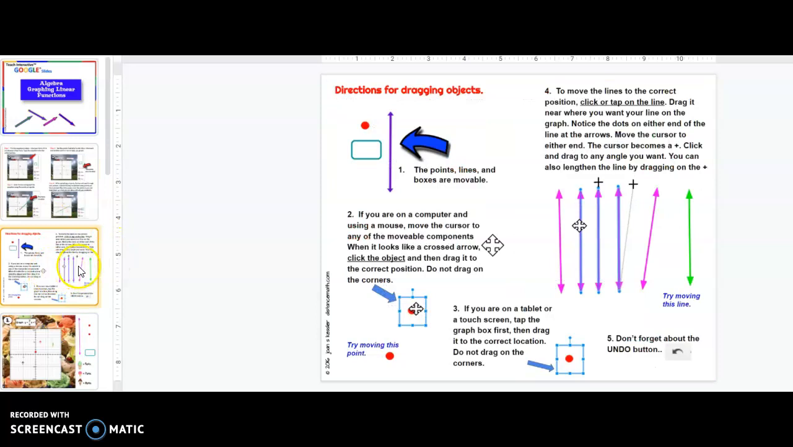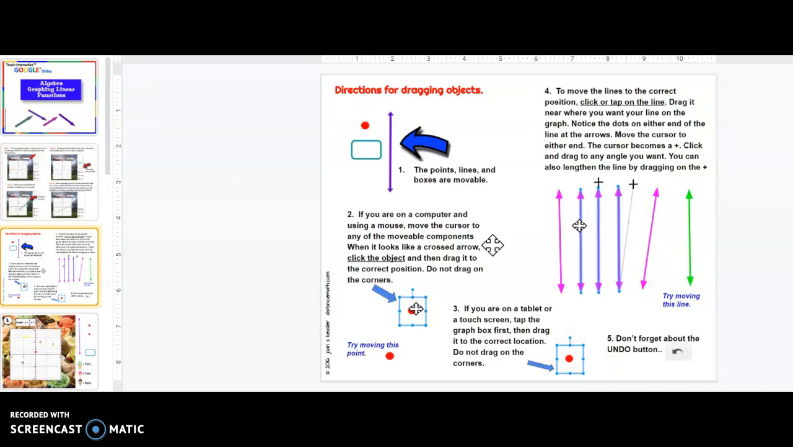So slide 3, you guys all know how to drag and drop. I'm not even going to go there. I'm pretty sure you guys know how. The only caveat, read this slide, but you're going to use your mouse if you're on a computer. If you're on a tablet or a touch screen or your phone, you're going to have to tap the graph box first, then drag it. It's not going to just let you drag.